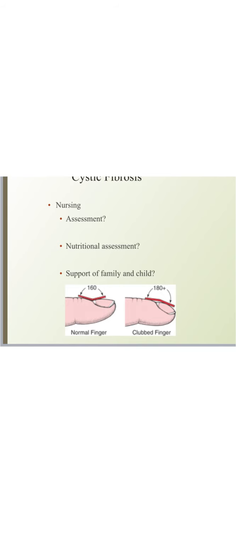What other assessments? We're going to look for clubbing of their fingers. We're going to look at the color of their skin. We're going to do lots of family counseling, hand washing to help prevent infections, making sure they're getting their immunizations. These kids can live a long time with good medical management and nutritional management. They do get put on lung transplant lists, but that just prolongs their life.